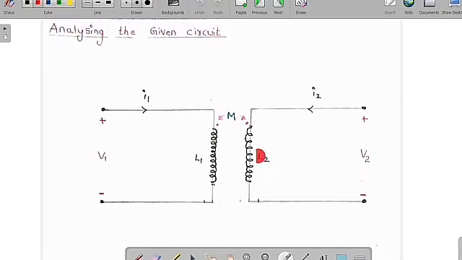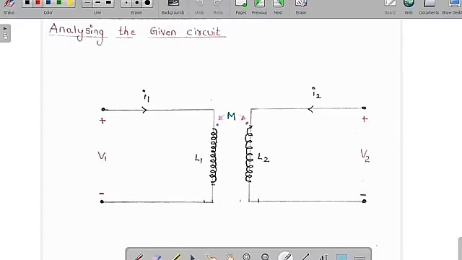Now we are going to analyze this given circuit. Suppose there is a primary coil and a secondary coil, like a transformer, where L1 is the self-inductance of the primary coil, L2 is the self-inductance of the secondary coil, and M is the mutual inductance between the primary and secondary coils. This is voltage V1 and this is voltage V2, with entering currents I1 and I2. You can see clearly that both currents enter, so the effect is additive. Because of that, we can apply KVL in the first loop and in the second loop.